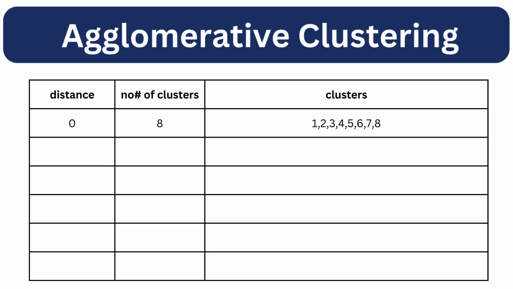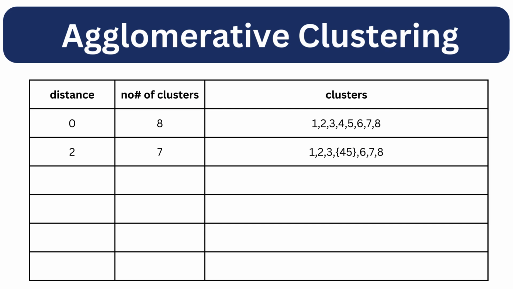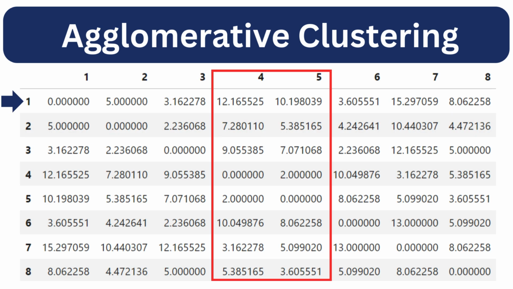So step number 1 is to put all of the data elements into separate clusters. So in step 1, we have number of clusters 8 because we have 8 data points. Now we will find the minimum distance in this matrix. So 2 is the minimum and the distance 2 is between 4 and 5. So at the distance of 2, the number of clusters became 7 because we merged 4 and 5 together into one cluster. Now we need to reduce this matrix to 7 by 7.